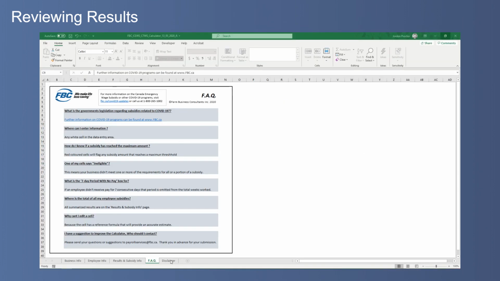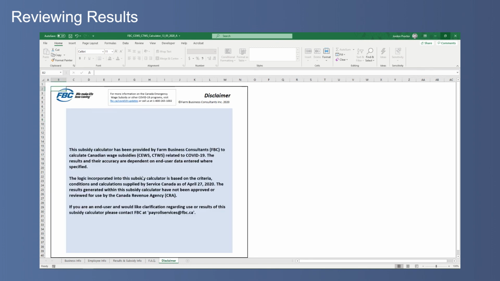Going over to our disclaimer, likewise, you're able to just review the tool itself. If you have ways you feel you could improve the calculator, help FBC, you can email us at payrollservices@fbc.ca, and we'll consider everything you put forward. We always appreciate that feedback.